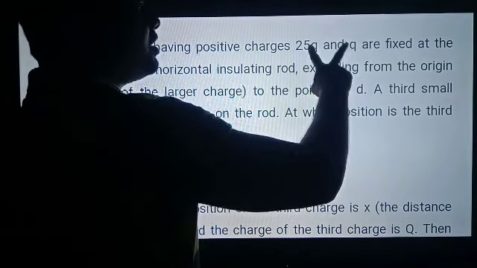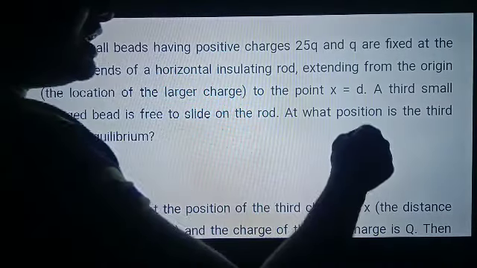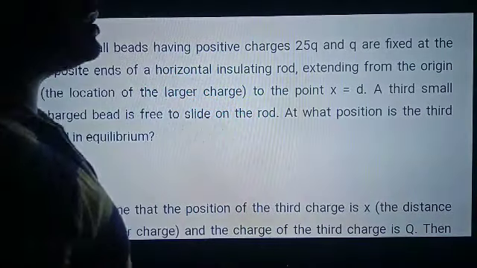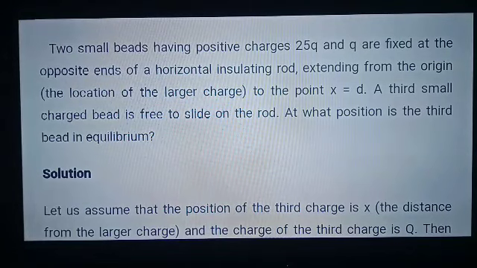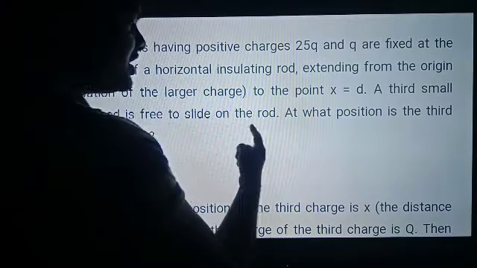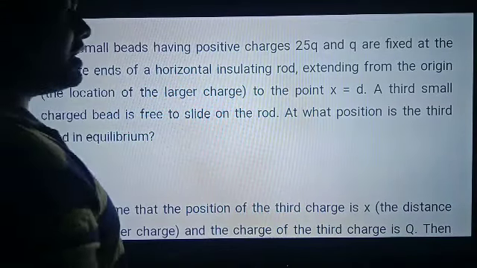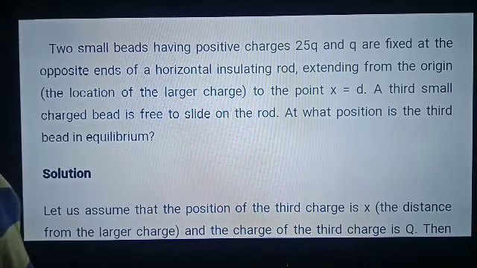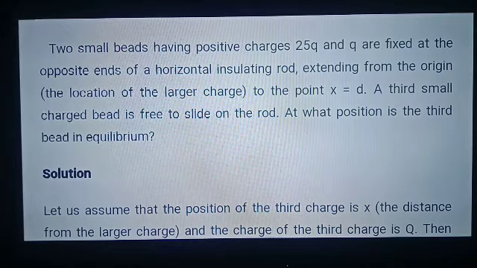We know very well these are positive charges. When we leave another charge between them, both will either repel that charge or attract that charge. So on the rod there must be a position where the third charge will be in equilibrium. Let's see the solution.